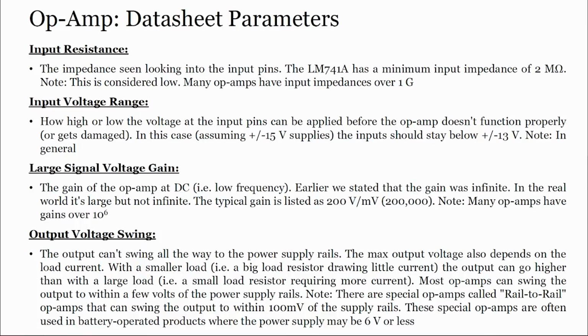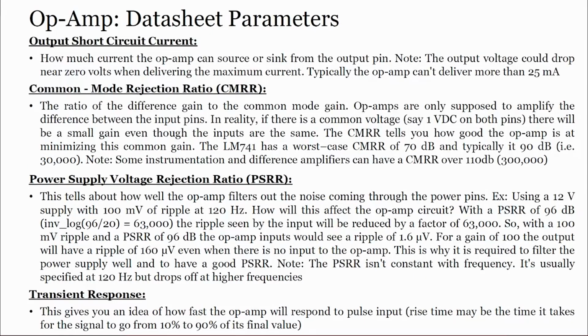There are special op amps called rail to rail op amps that can swing the output to within 100 millivolts of the supply rails. So, if it is plus minus 15 volts, it can go to 14.9 volts. These special op amps are used in battery products where the power supply may be 6 volts or less. So, we have to see how much voltage we are applying.